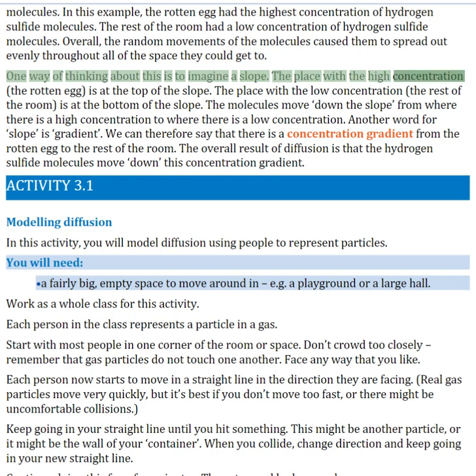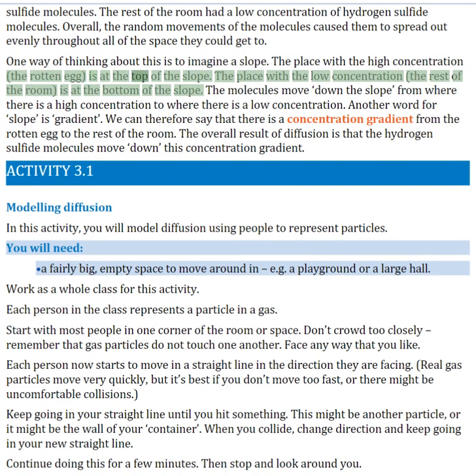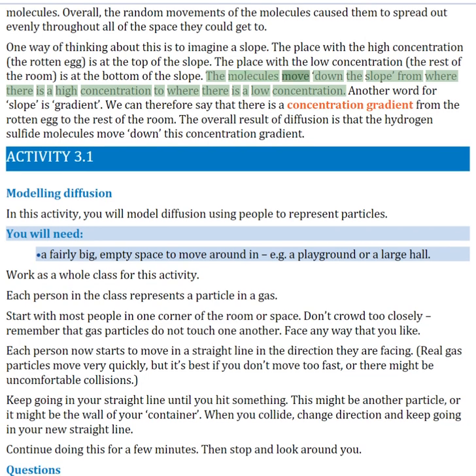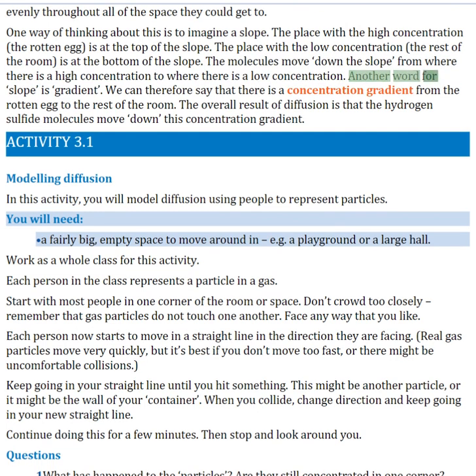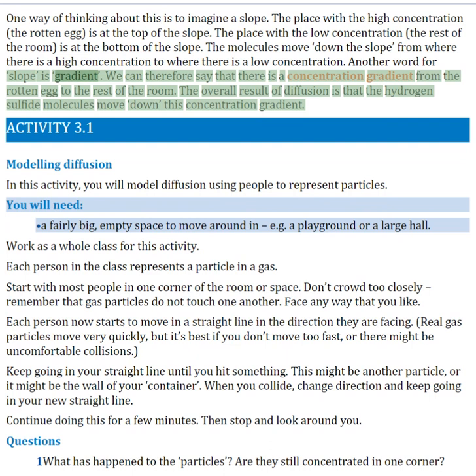The place with the high concentration is at the top of the slope. The place with the low concentration is at the bottom of the slope. The molecules move down the slope from where there is a high concentration to where there is a low concentration. Another word for slope is gradient. We can therefore say that there is a concentration gradient from the rotten egg to the rest of the room. The overall result of diffusion is that the hydrogen sulfide molecules move down this concentration gradient.